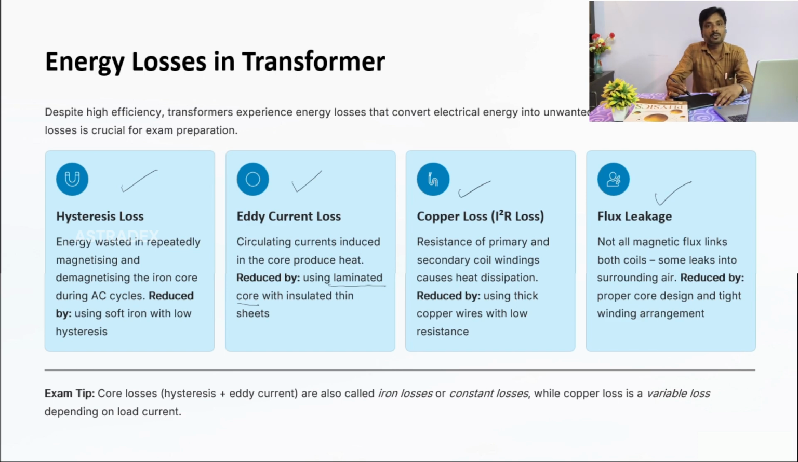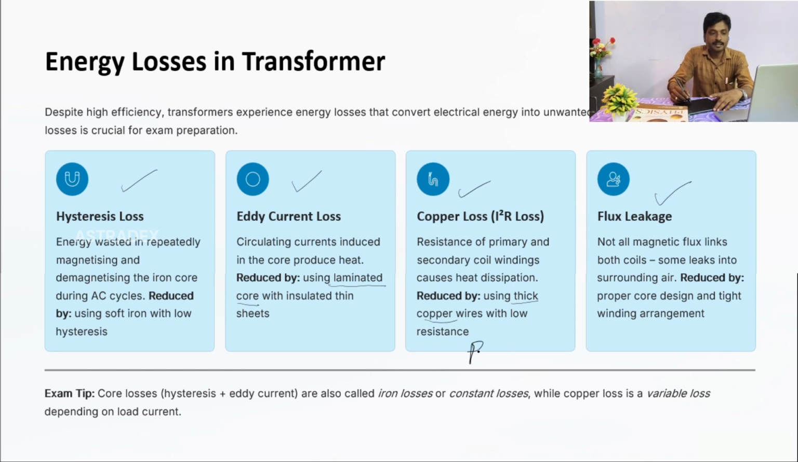We know that according to Joule's law of heating, if current flows through a conductor, heat will be generated. This is unwanted heat only. So, the resistance of the primary and the secondary coil windings causes heat dissipation. Okay, so it can be reduced by using thick copper wires. Okay, why are we using thick copper wires?